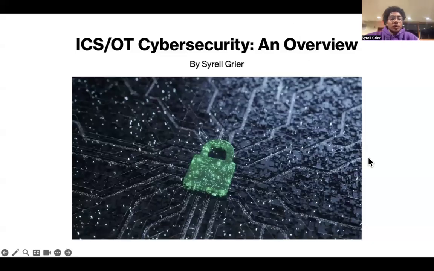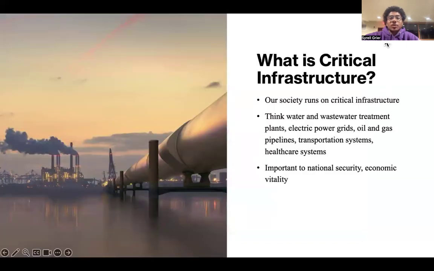So first, we have to start with a discussion of critical infrastructure and describe what it is. So what is critical infrastructure? When you hear the words critical infrastructure, your mind should immediately go to large systems such as water and wastewater treatment plants, electric power grids, oil and gas pipelines, transportation systems, healthcare systems, manufacturing plants, etc. All of these rely on complex control systems that we often don't see, but we rely on them every day and often take them for granted. These systems are vital to national security, public health, and economic stability.